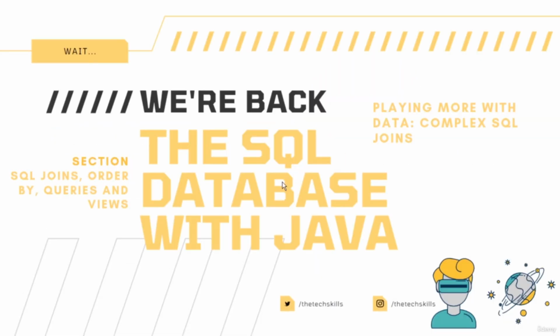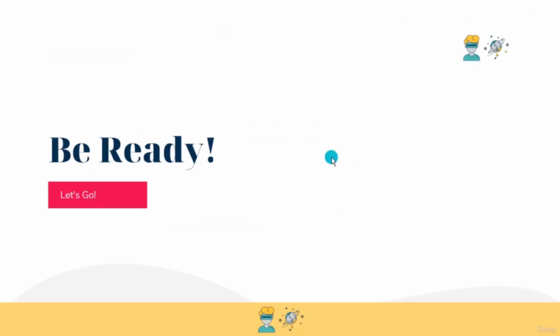So this is the end of the class. Welcome to this course again. We're back to the SQL database with Java. We're in the section SQL joins, order by, queries, and views. This is the tech skills giving you this course, and today we're going to see the lecture playing more with data, complex SQL joins. So be ready and let's go.